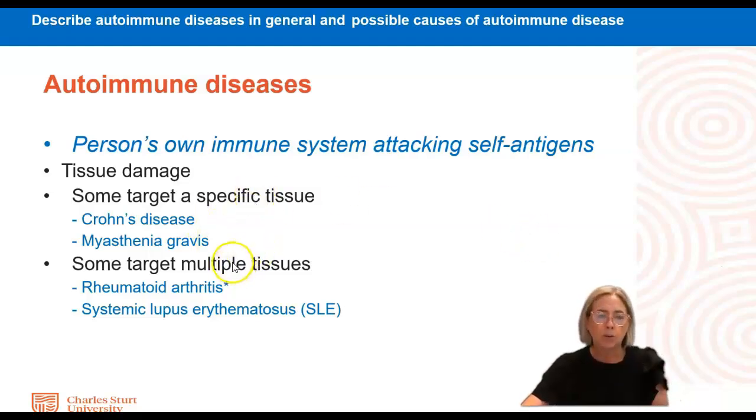But some autoimmune diseases involve multiple tissues. So rheumatoid arthritis, usually people just think about that in terms of joints, but as the disease progresses, there are systemic effects of this, and we're going to talk about that more in the inflammation topic. And systemic lupus erythematosus, or SLE, or lupus, this is a disease that does involve multiple tissues, and because it's called systemic, the hint there is in its name.